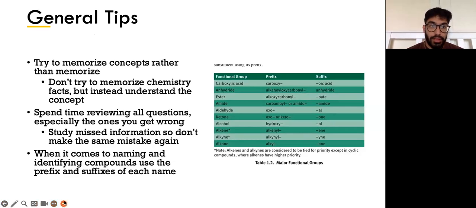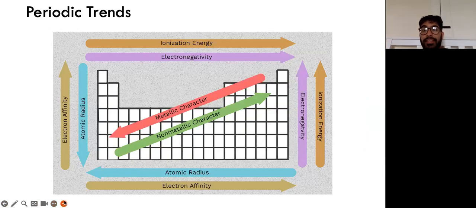Okay. Next, we're talking about periodic trends. So these are just the basic periodic trends. I don't think you really need to know any other periodic trends besides these for the MCAT.